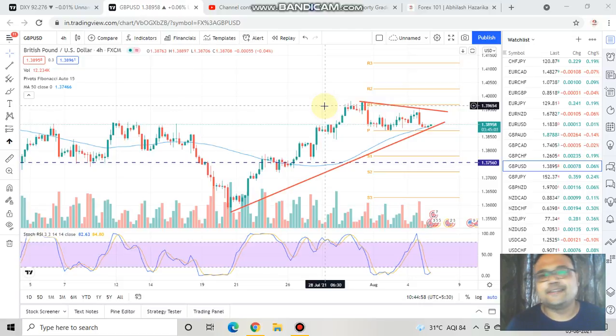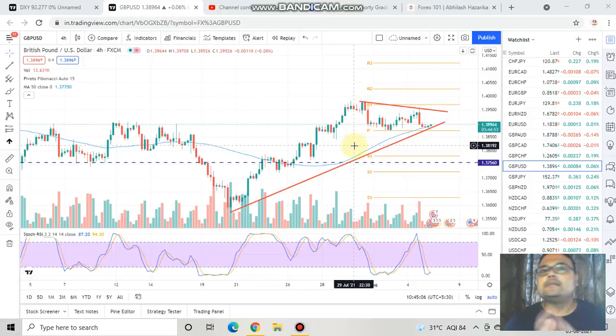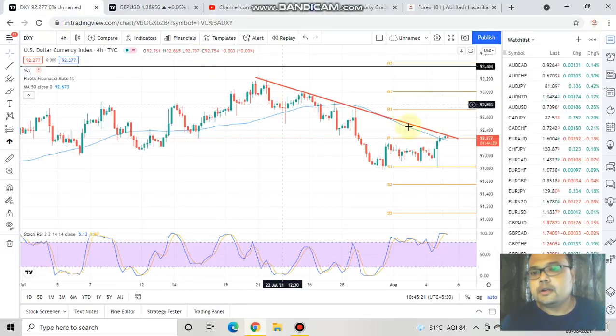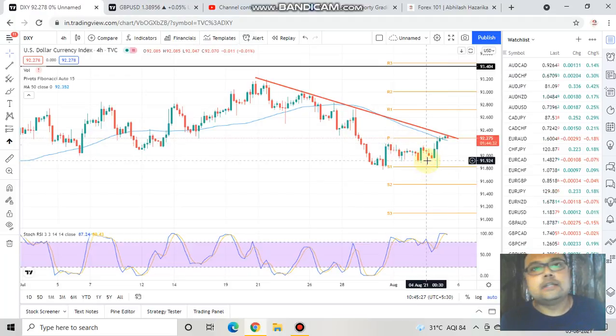So let's get started. This is the 4 hour chart of GBP USD in front of us right now. As you can see, I have got a few lines here on the chart. So let's try to understand what is cooking on the chart of GBP USD, or let's do the analysis first. As we all know, the dollar was extremely volatile yesterday after the PMI report. This is the chart of the US dollar, and you can see that it was in a downtrend, and after the PMI report, which was a good one, the dollar started going up.